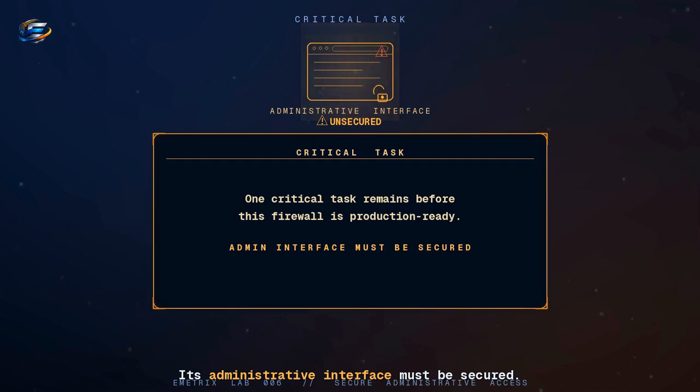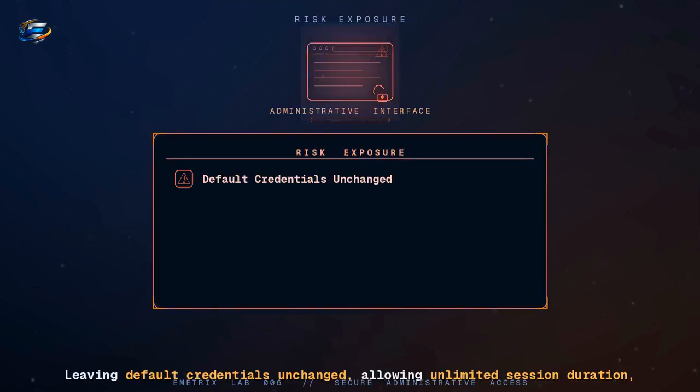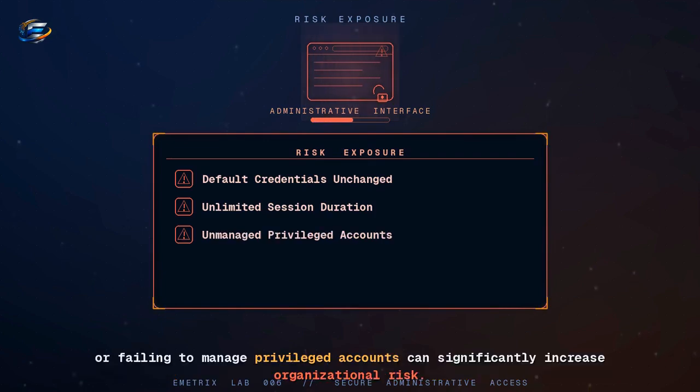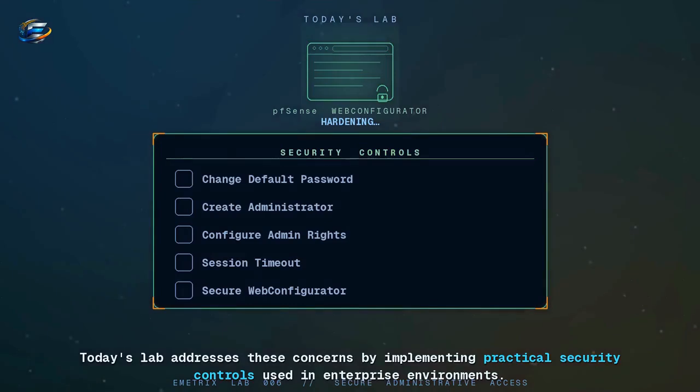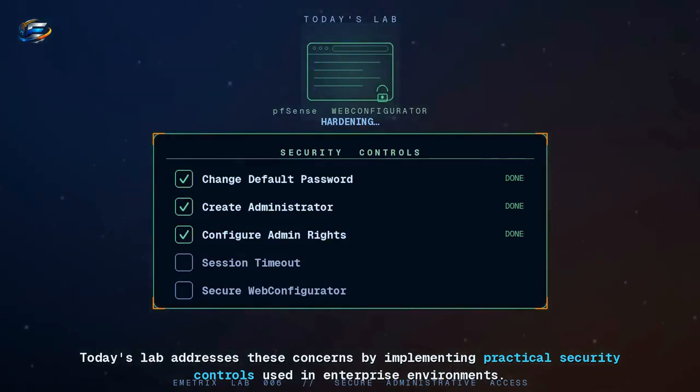Leaving default administrator credentials unchanged, allowing unlimited session duration, or failing to properly manage privileged accounts can significantly increase organizational risk. Today's lab addresses these concerns by implementing practical security controls commonly used in enterprise environments.